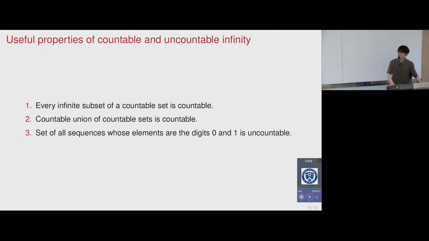Oh, I just remembered that I didn't do the third one. So, the third one is also a very interesting part. The set of all sequences whose elements are the digits 0 and 1 is uncountable. So, what does this mean?